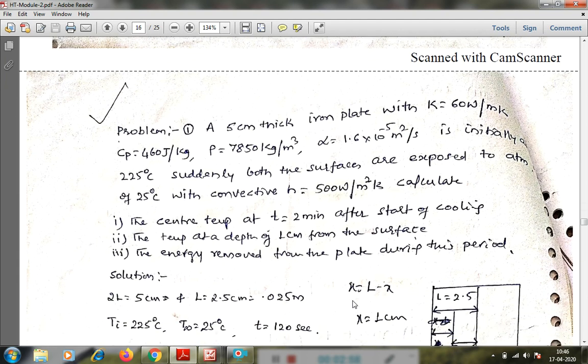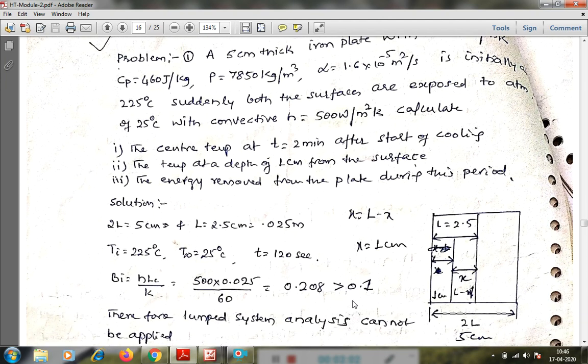For calculating that, we have to write the given data first. That given data we have already taken. Its thickness is 2L, and the characteristic length L we will take as half of the thickness, 2.5 centimeter, that is 0.025 meter. And the initial temperature here we are going to take as Ti. In the lumped system analysis we took the initial temperature as T0, but here we take Ti as the initial temperature, because T0 we are going to take as the center temperature. The ambient or medium temperature is T infinity, equal to 25 degrees Celsius. And the time is 2 minutes after the start of cooling, so t is equal to 120 seconds, that is 60 into 2.